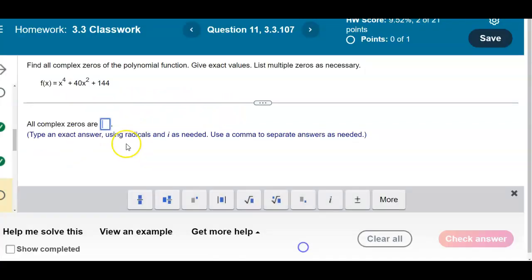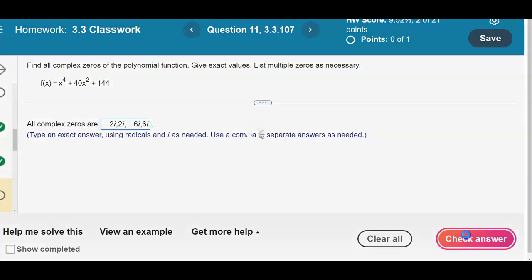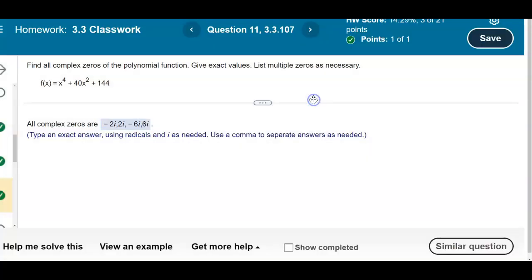Let's go ahead and put that in here. So we have negative 2i, comma, 2i, comma, negative 6i, comma, 6i. Let's check our answer, and there is our result.